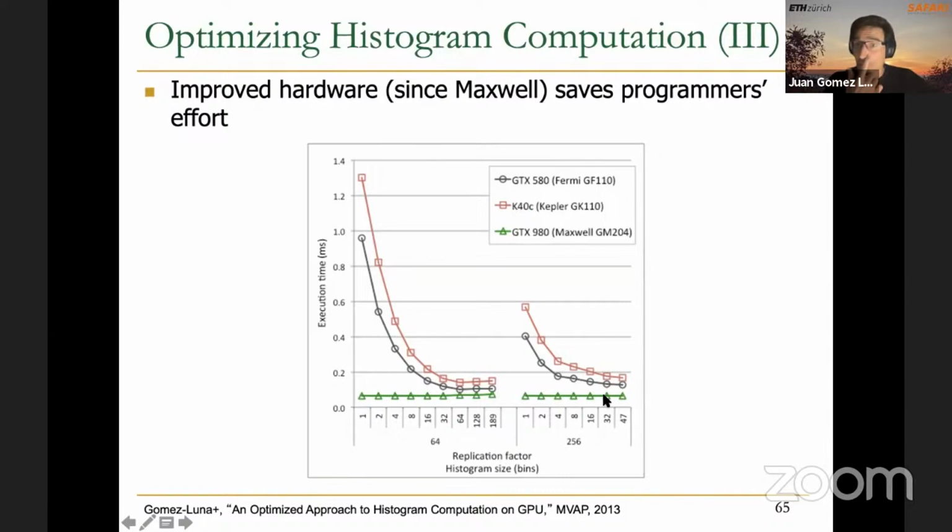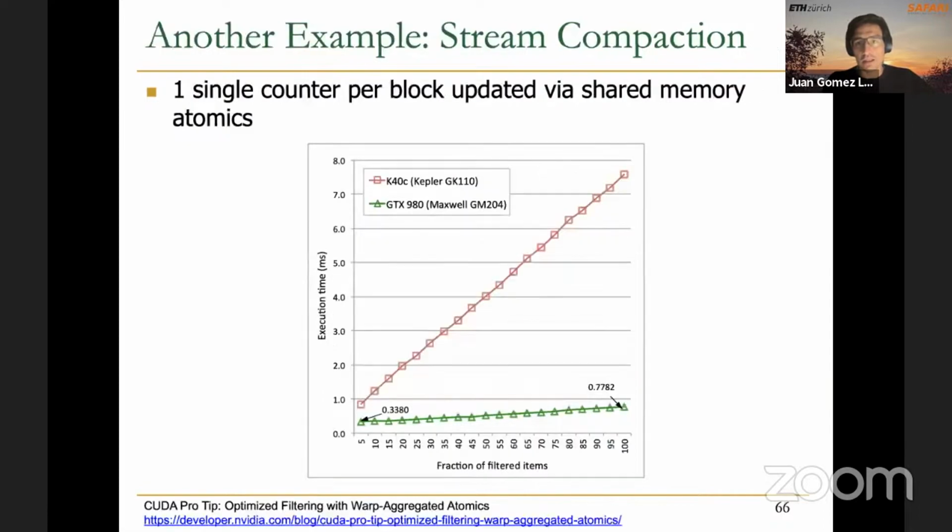And this is because the atomic operations in Maxwell are so much optimized, the hardware is so much optimized, that these software optimization techniques don't make sense anymore. And I can even show you another example I mentioned in the beginning of the lecture, which is string compaction.